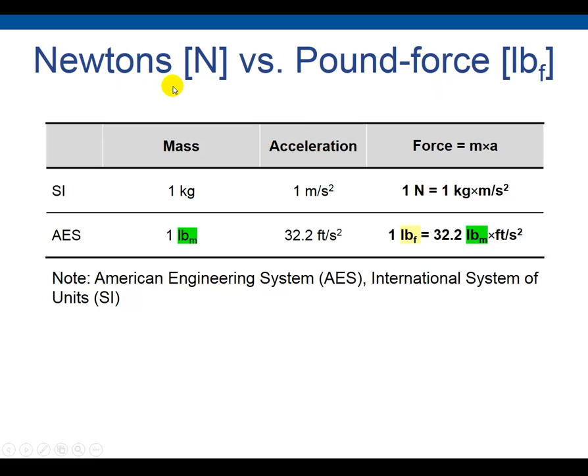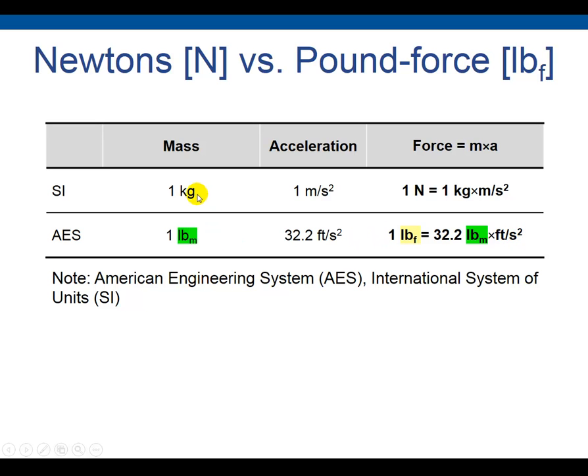So Newton is a unit of force, and here we have another unit of force, which is pound force, written with a small f subscript. What is the difference between the pound force and newtons? In the International Standard Unit, SI unit, 1 Newton is 1 kilogram times 1 meter per second square. In the AES system, 1 pound force is 32.2 pound mass times feet per second square.